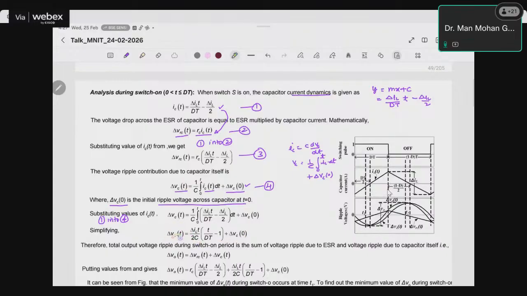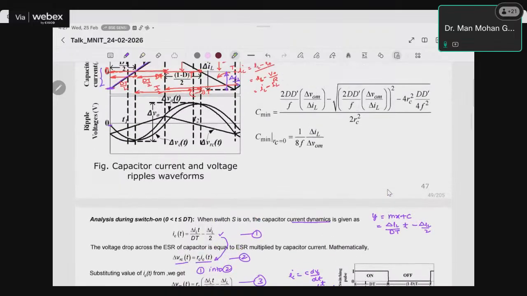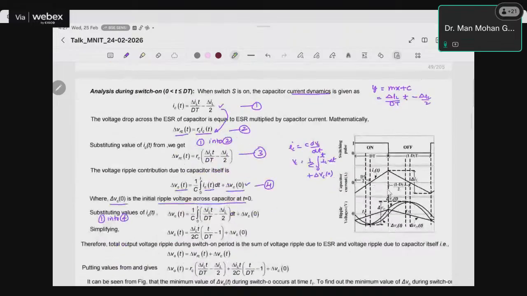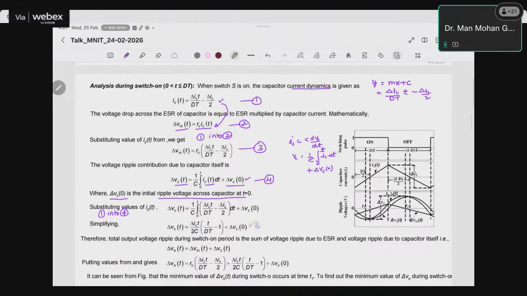This term is giving me del Vct during on period, which is like this equation represents this voltage from here to here, here to here. This equation represents this voltage, right? Now this is del Vct, but I am interested in total output voltage ripple. So what I will do, I will add both of them. So on simplifying, I get equation 5, right?